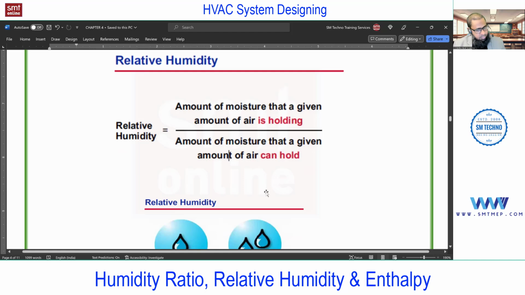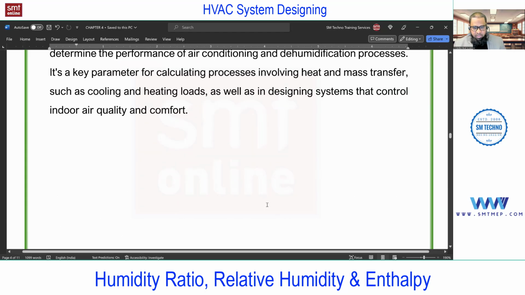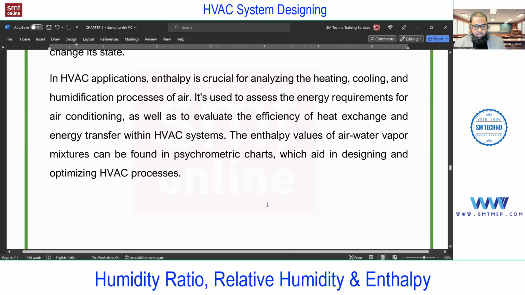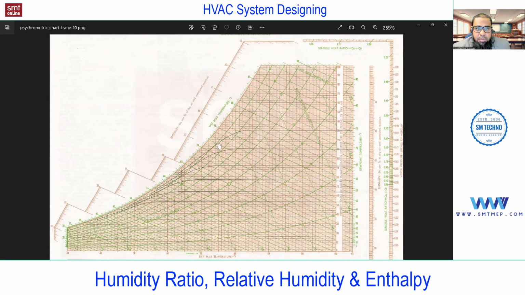I'll show you next. This may be asked in an interview. So when the air is in a saturated condition, meaning when the RH is 100%, the dry bulb, wet bulb, and dew point temperature values will be the same. We'll learn how to use the psychrometric chart, but quickly, let me show you this point.